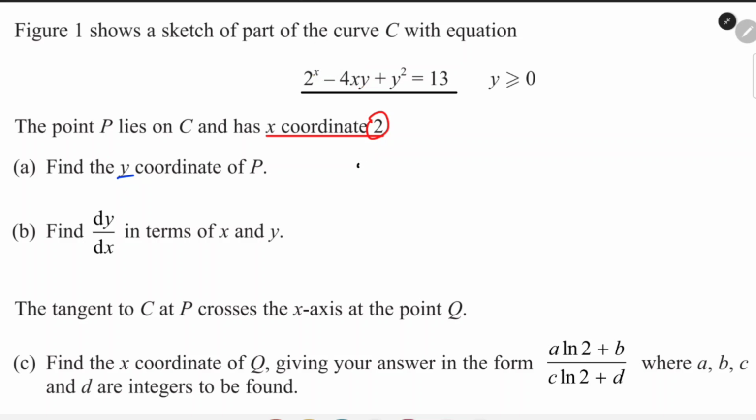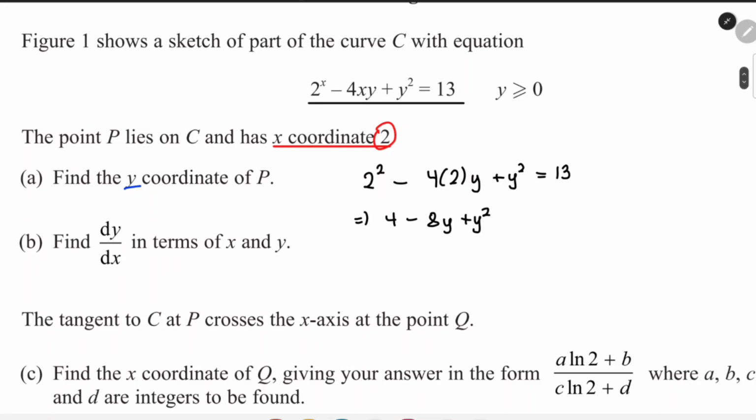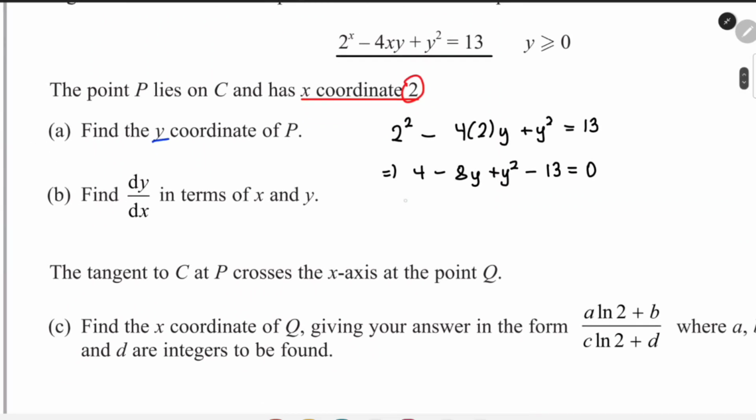If I do it, I get 2 to the power 2 minus 4 times 2 times y plus y square equals 13. I get 4 minus 8y plus y square. I'll move the 13 over here, subtract 13 from both sides. So we get y square minus 8y minus 9 equal to 0.